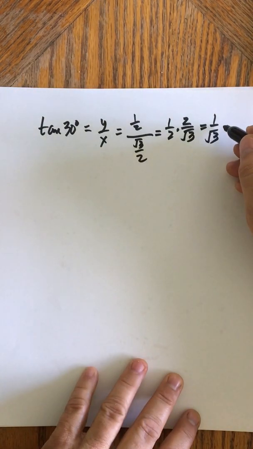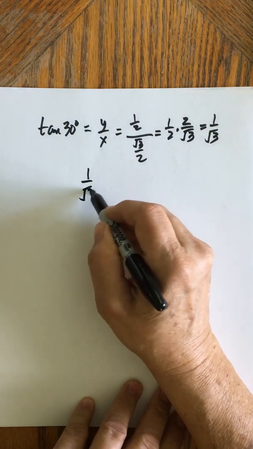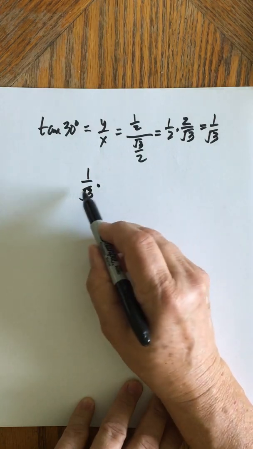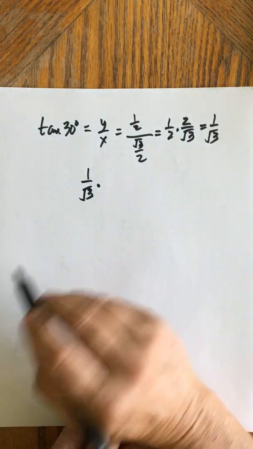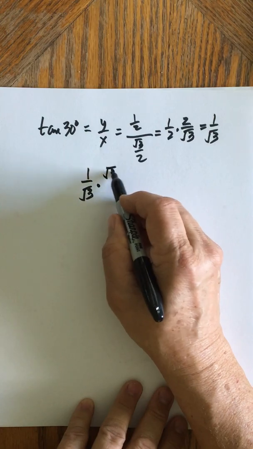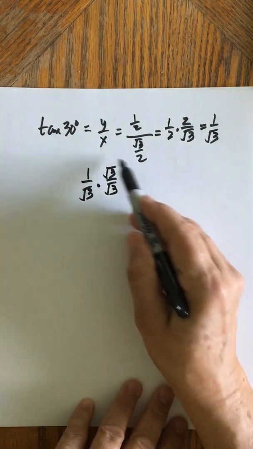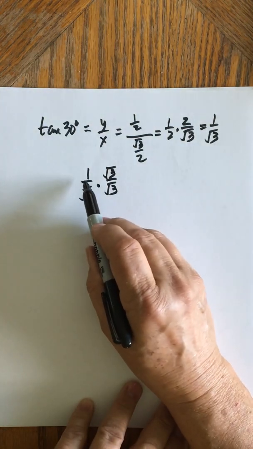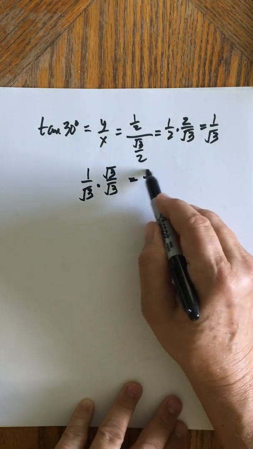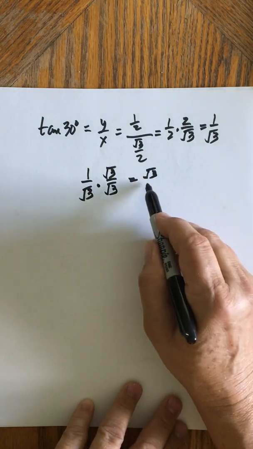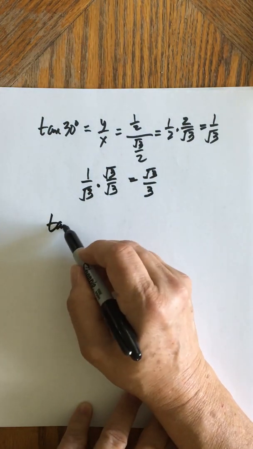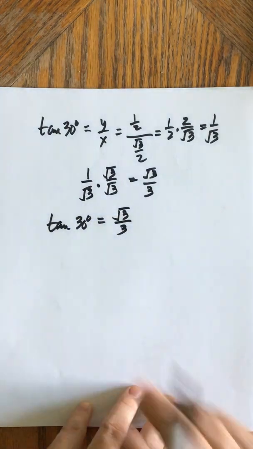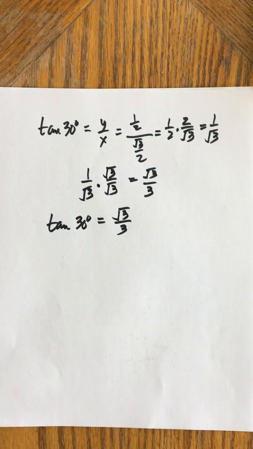So that means I need to take this 1 over square root 3 and multiply again by 1, but in a way that you don't have a root or radical in the denominator. So I'm going to multiply by square root 3 over square root 3. So that's 1. I'm not changing the value, changing the form only. So you'll have 1 times square root 3 is square root 3, and then square root 3 times square root 3 is 3. So basically the tangent of 30 degrees is square root 3 over 3.